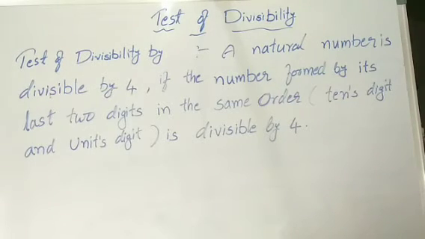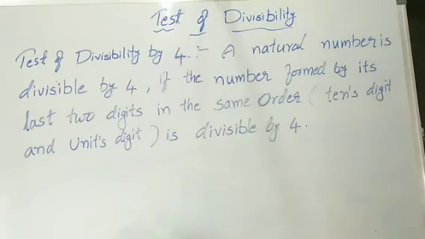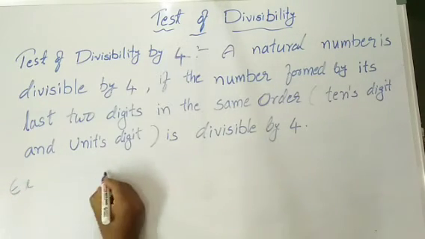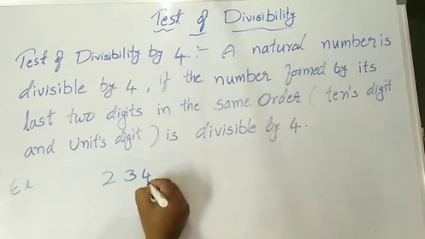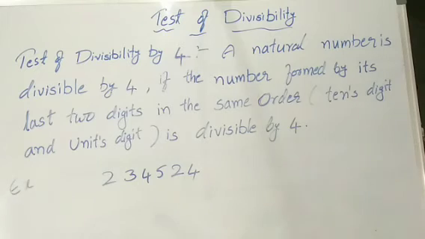Test of divisibility by 4. A natural number is divisible by 4 if the number formed by its last two digits in the same order, that's tens and units digit, is divisible by 4. Okay, I will take one example. So I taken here the 2,34,524.